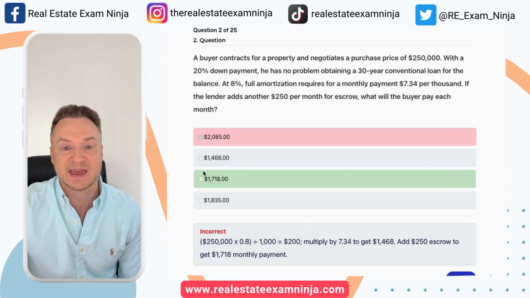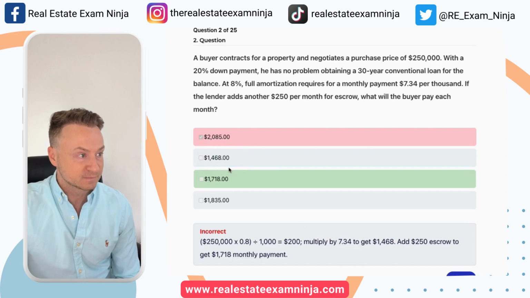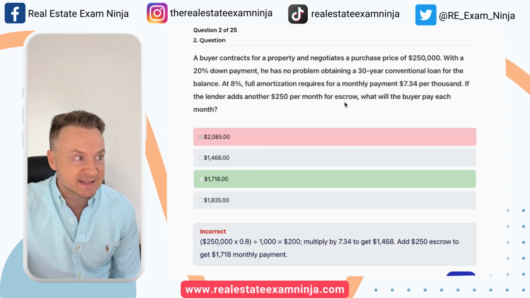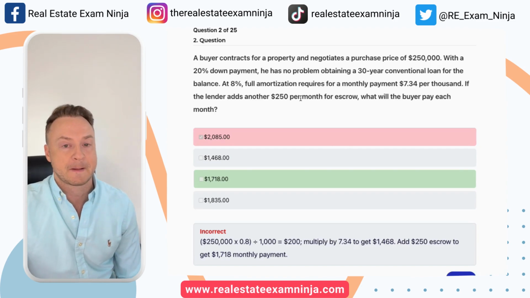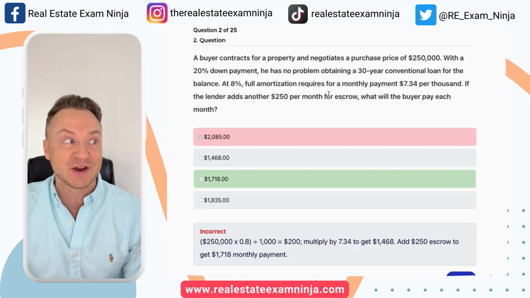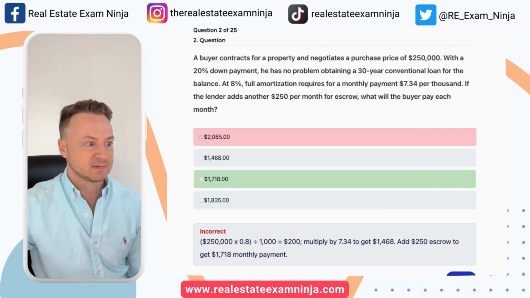1,468. So you can see they tried to trick us here. They wanted you to think this was the number. But no, read the last sentence. We had to add $250 for the escrow. All right. So they tried to trick us on this one. How did you guys do? Did you get it right? Let's keep moving.